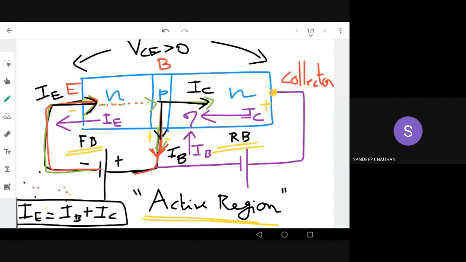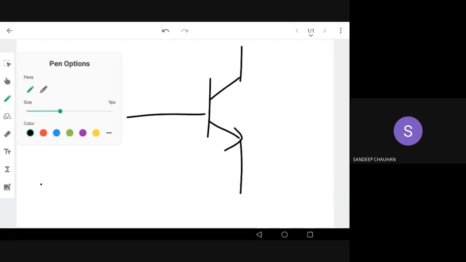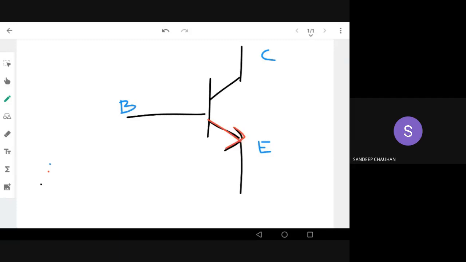Okay, we already drew the equations, so we'll just draw the terminals. This is your NPN transistor. This is the base, this is the collector, this is the emitter. The current direction is like this. This is IE, and this is IB coming from here, and this is IC coming from here. Just the opposite is the action of the PNP transistor.